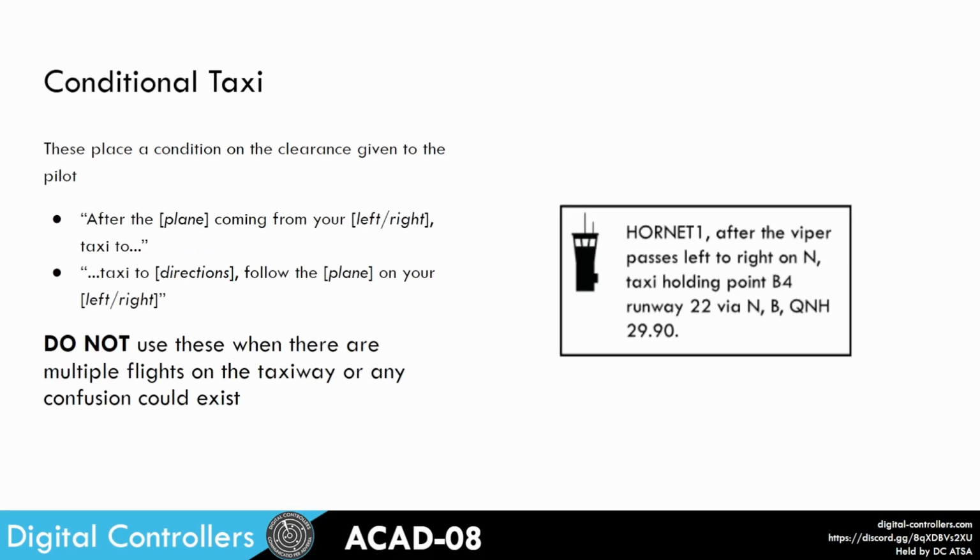We can also give what we call conditional taxi clearances or conditional taxi instructions. These place a condition on the instruction that is given to the pilot. So for example, after the Viper passes left to right, and then giving the normal taxi instructions, or follow the aircraft, so on and so forth, or give way to such and such an aircraft.